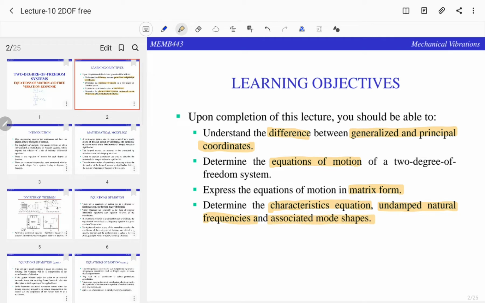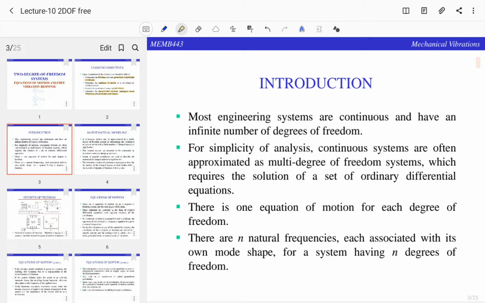Alright, so most engineering systems are continuous and have an infinite number of degrees of freedom, but for simplicity of analysis, continuous systems are often approximated as multi-degree of freedom systems. If it's a multi-degree of freedom system, you can solve it using a set of ODEs, or ordinary differential equations. If it's a continuous system, you're going to take a look at that in the future, towards the end of this course. That one you're going to use the PDE, or partial differential equation.